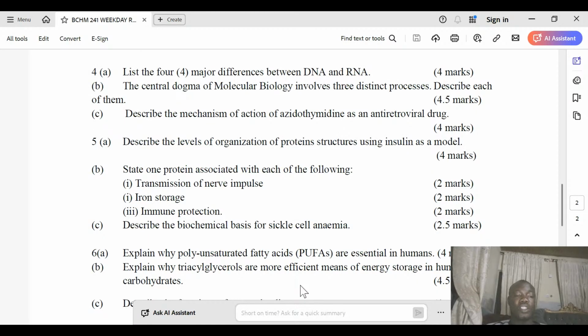So briefly now, question 5: state one protein associated with each of the following. Transmission of nerve impulse. The answer is neurotransmitter. Question B, Roman figure 2, ion storage. The protein involved in storing the ion Fe is ferritin. And the proteins involved in immune protection are antibodies.